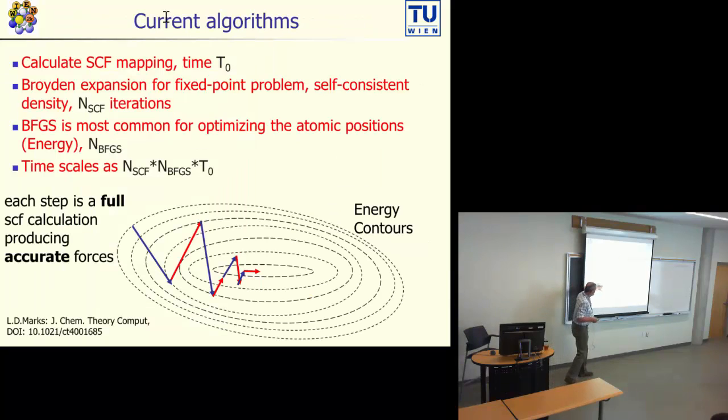The way is like this, that all those steps here are full SCF cycles, so 20 iterations each of those steps. So in total, 1, 2, 3, 4, 5, 6, 7, 8, 9 steps, 9 geometry steps, makes 180 SCF cycles in total.